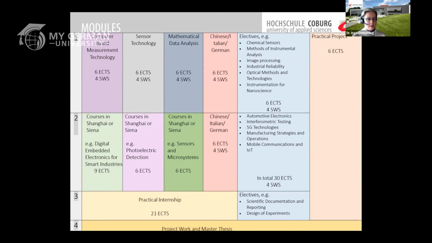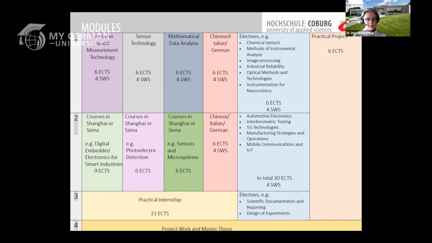For the courses in Shanghai or Siena, you have more choice. They are more or less all electives, and you can choose, for example, digital embedded electronics for smart industries. This is a very big course with 9 ECTS, but you can also choose smaller ones, like photoelectric detection or sensors and microsystems. And altogether, you have to combine it so that you end up with 24 technical credits plus German language. So you have 30 credits in your second semester abroad.